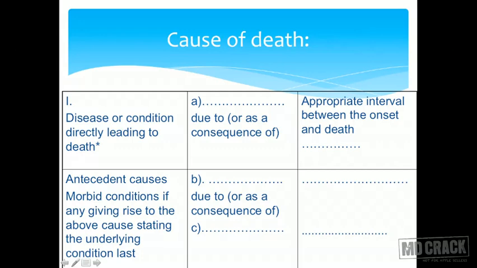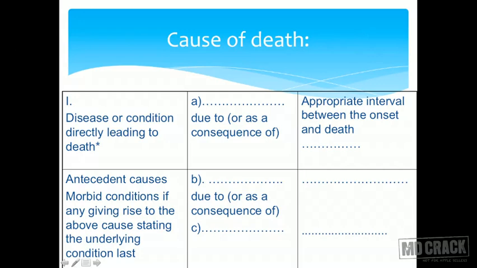So for example, the patient had a surgery, he had a strangulated hernia. The patient had a strangulated hernia, he developed complications and he developed bronchopneumonia, he died of bronchopneumonia. Bronchopneumonia will come here, right now my arrow is there. Strangulated hernia will come here.